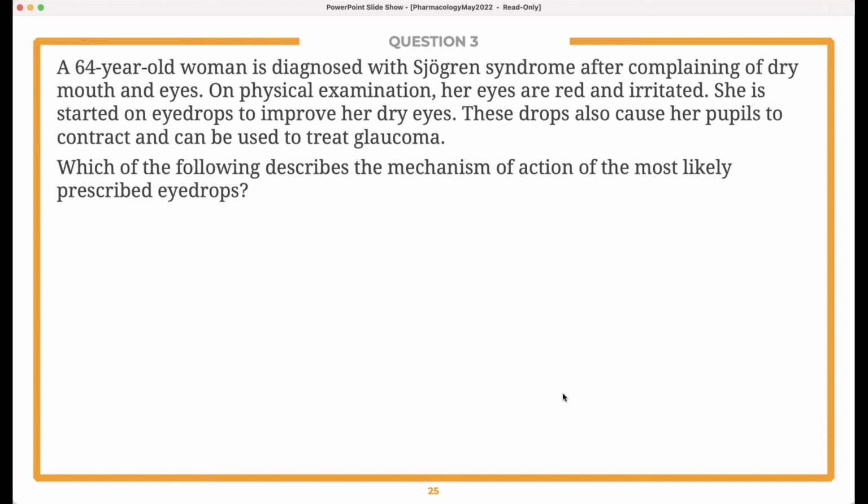So once again, the question: which of the following describes the mechanism of action of the most likely prescribed eye drops? Think about what you've been presented here and tell us how many steps you think it will take to solve it as I pass it over to Sean.